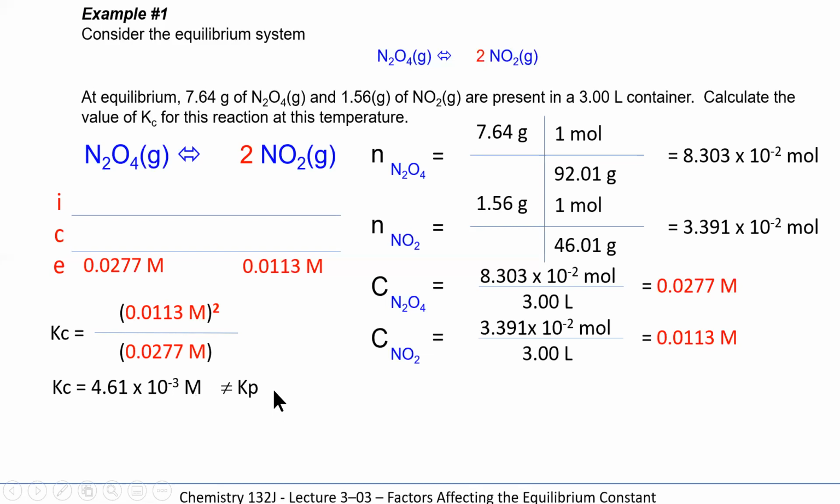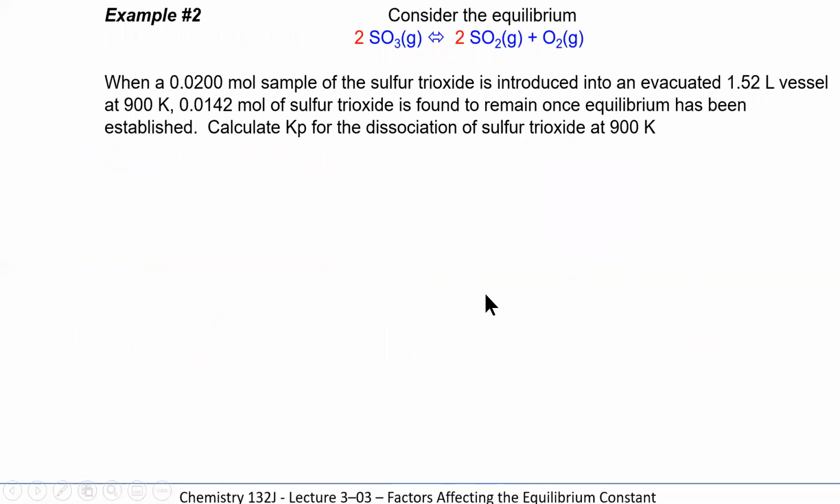Now that doesn't equal the value for Kp. Kp would be calculated using this Kc value and multiplying it by RT to the power of the change in number of moles. And in this case, the right side is 2 moles, the left side is 1 mole, so the change is 1. Again, the arrows show where the change in number of moles came from.